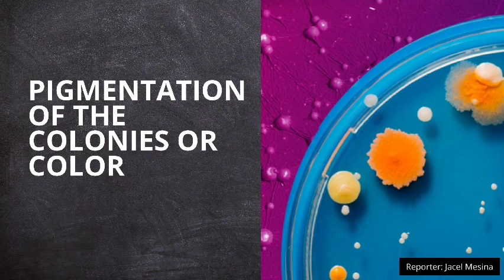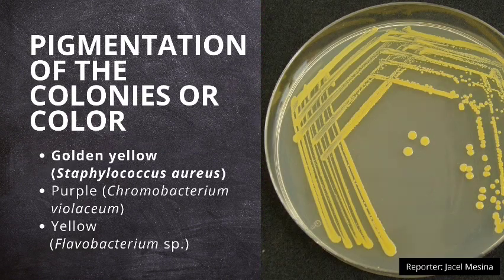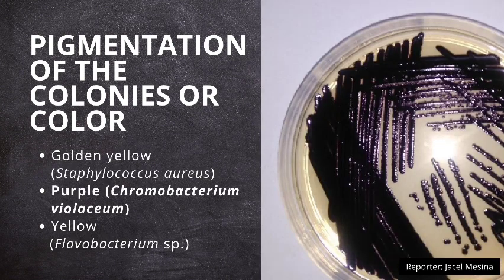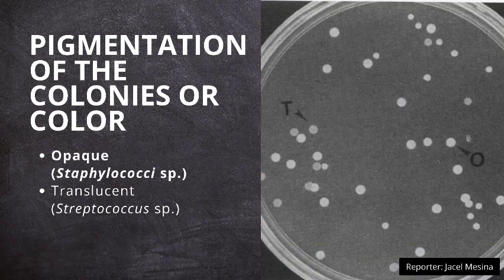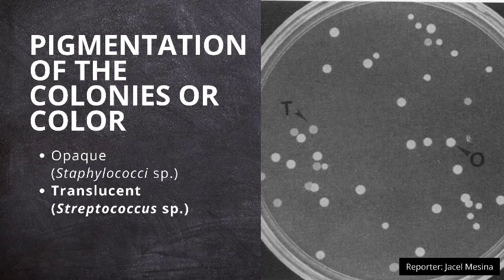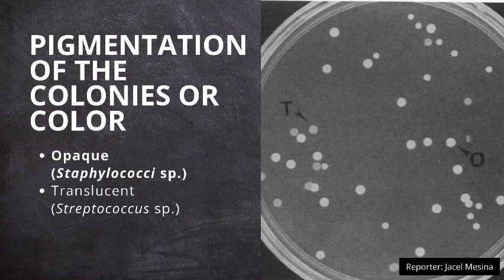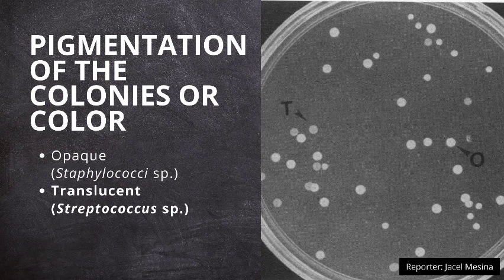For the first one, pigmentation of the colonies or color. Bacteria colonies are capable of producing different kinds of pigments, creating distinct colors. For example, Staphylococcus aureus produces a golden yellow color. Rhodobacterium violacum results in purple colonies, and Flavobacterium species results in yellow pigmentation. Colonies may also be described as opaque or milky color, translucent or nearly clear, or appear dull or shiny. Staphylococci are usually opaque, while many Streptococcus species are translucent.